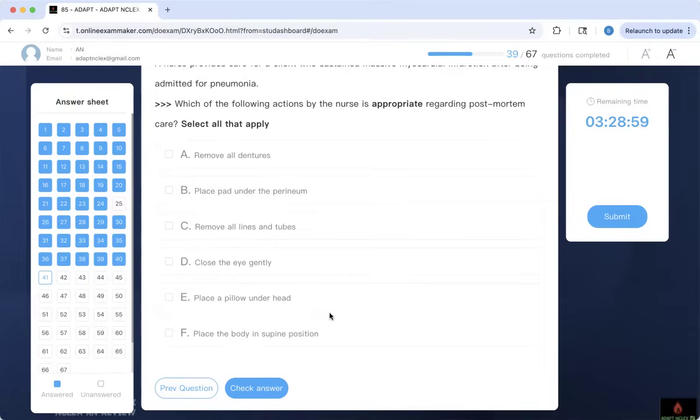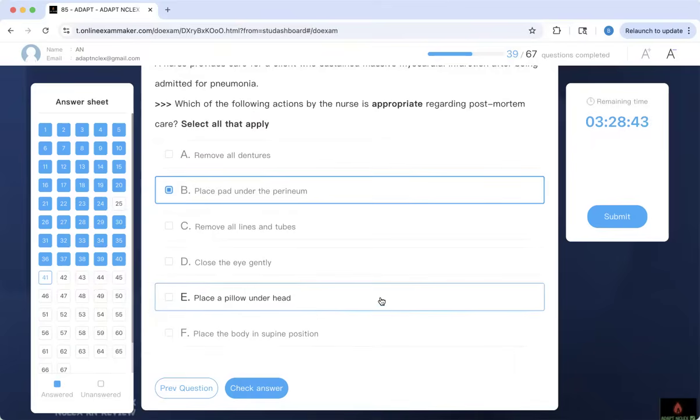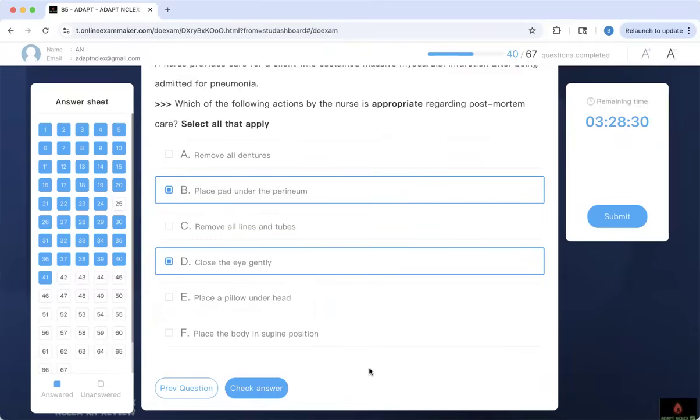Remove all dentures? Don't touch them. Let the face remain. Therefore, we're not going to do that. That's classic. Number one, a trap question. Place a pad under the perineum. Things are going to leak. That's good. Remove all tubes? The patient suddenly died. It was not intentional. Therefore, leave them for autopsy. Close the client's eyes, gently. Pillow under the head, yes, to support the head.